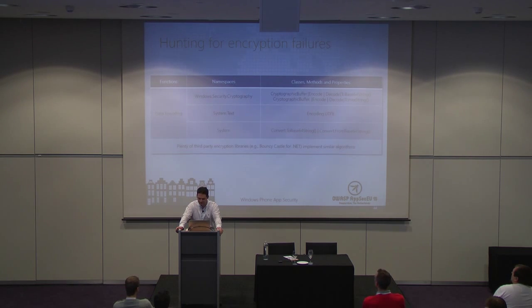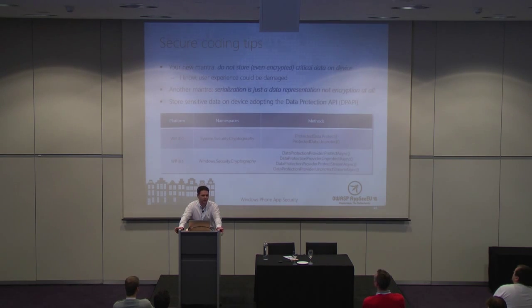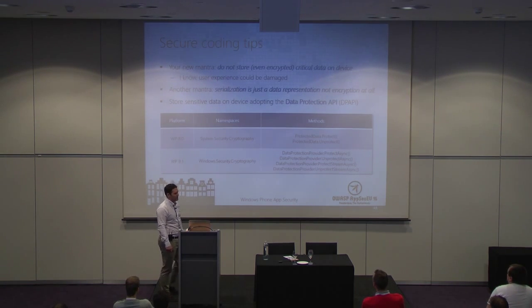I have a mantra for you for today, for your life, which is: do not store even encrypted critical data on the device. Even if this kind of mantra will destroy the user experience of your app, it's a trade-off. That's my mantra for today. Another mantra is about serialization. In general, encoding is just a data or information representation. It is not encryption. So once again, the use of built-in mechanisms such as the data protection API should be the best way to encrypt and then store our data on the mobile device.